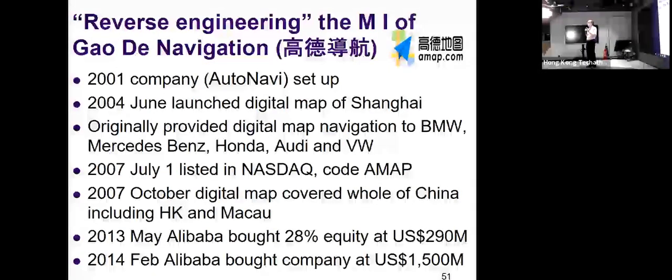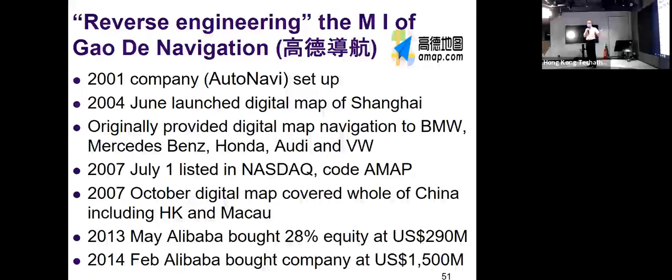It was only used in Shanghai, okay, Shanghai only. And they were only offering to a few brands of rather expensive motor vehicles at that time. Mercedes, BMWs, Audi, Volkswagen, but somehow Honda also uses it. It is only available in those five brands of vehicles in China. But then, you know, they listed on Nasdaq, and in 2007 they also covered Hong Kong and Macau.